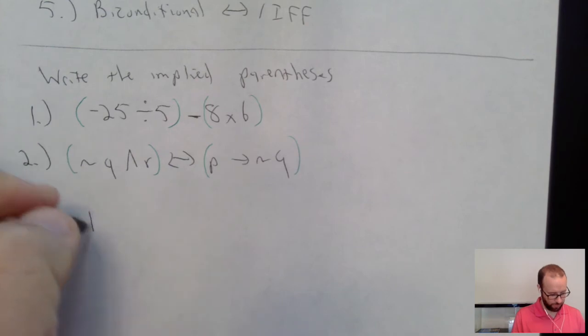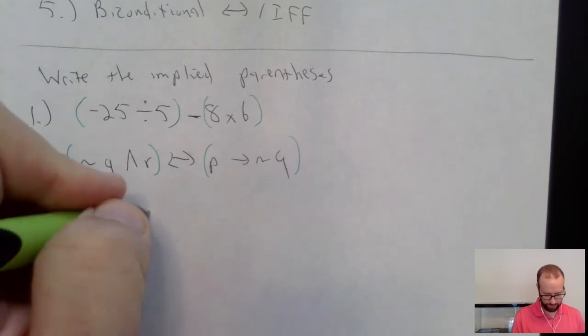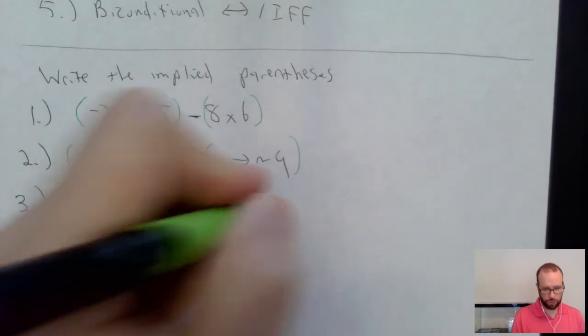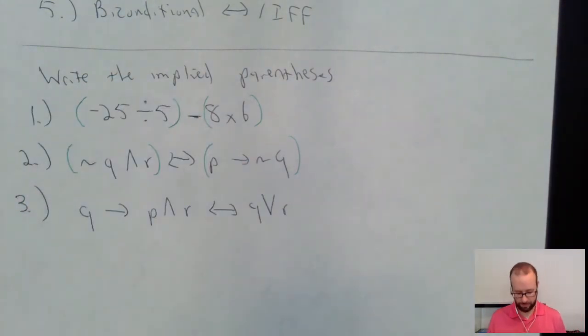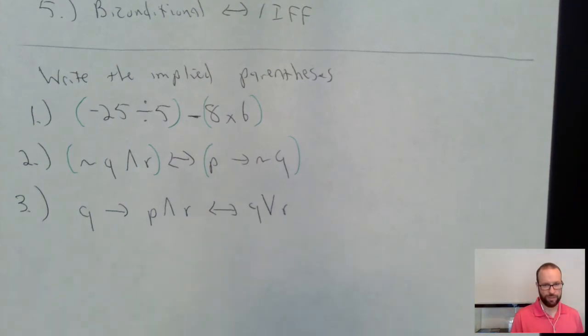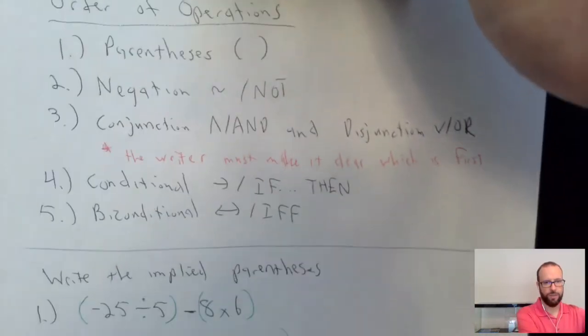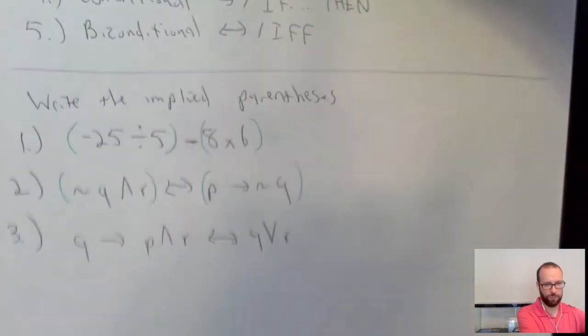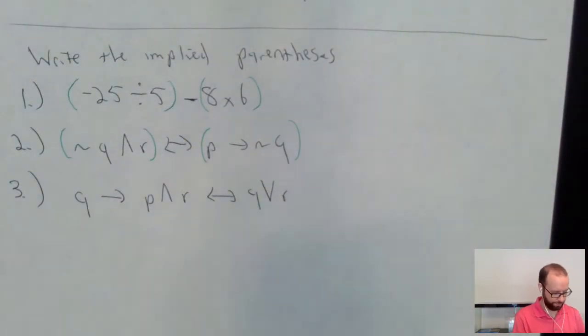Okay, let's look at just one more. Here I have if Q then P and R, if and only if Q or R. Now here I see a conditional, a conjunction, a biconditional, and a disjunction. Really I need to compare these to what they're by. So let's look at this conjunction and the conditional and biconditional. Well, just like in the last one, we know conjunction beats out both of those. So I'm going to put parentheses around the conjunction.